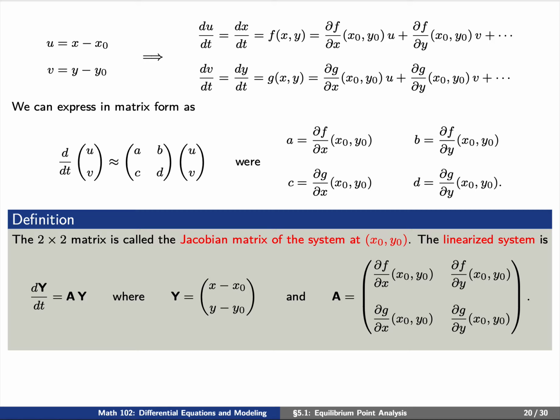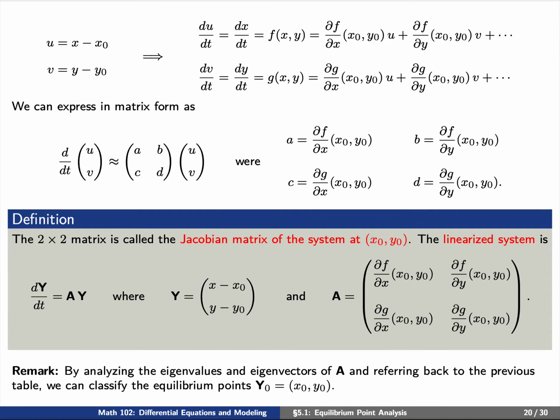where y is the vector (u, v), which we can write as (x minus x naught, y minus y naught). And capital A is the matrix from before. It's really the matrix lowercase a, b, c, and d. As a remark, remember that if we analyze the eigenvalues and eigenvectors of this 2 by 2 matrix A, and then refer back to the previous table, then we can classify the equilibrium point capital Y sub 0.